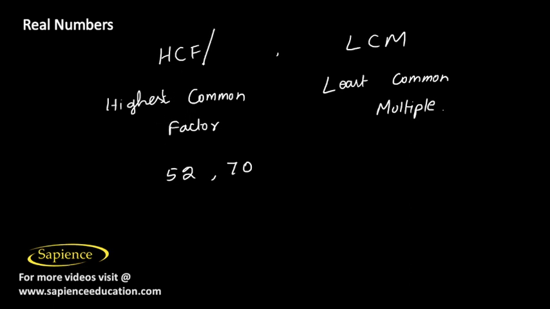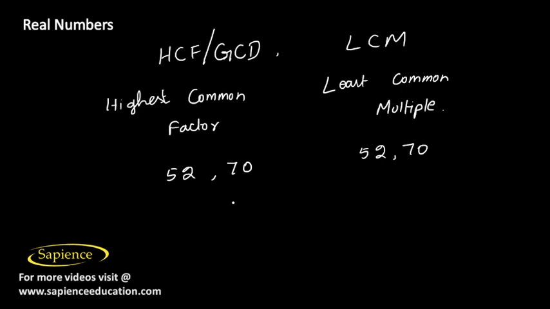There is also another name for HCF, which is GCD, greatest common divisor. The divisor which is greatest and common for both the numbers. So what is LCM now? Same two numbers, 52 and 70. LCM is the smallest number that can be divided by both 52 and 70 with the remainder 0. So the smallest number that can be divided by these two numbers is LCM, and the highest number that can divide these two numbers will be HCF.